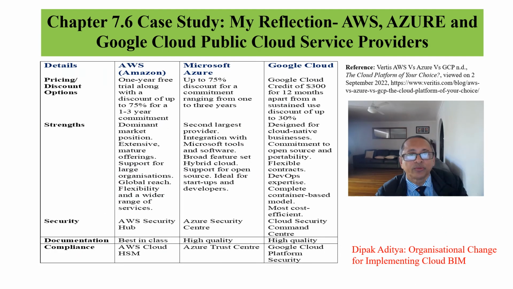As mentioned before, here is a comparison of AWS, Microsoft Azure, and Google Cloud. Pricing option is 1 year free for AWS with a discount of 75% for 1 to 3 years. Also 75% discount for a commitment of 1 to 3 years for Microsoft Azure. Google Cloud credits $300 for 12 months.